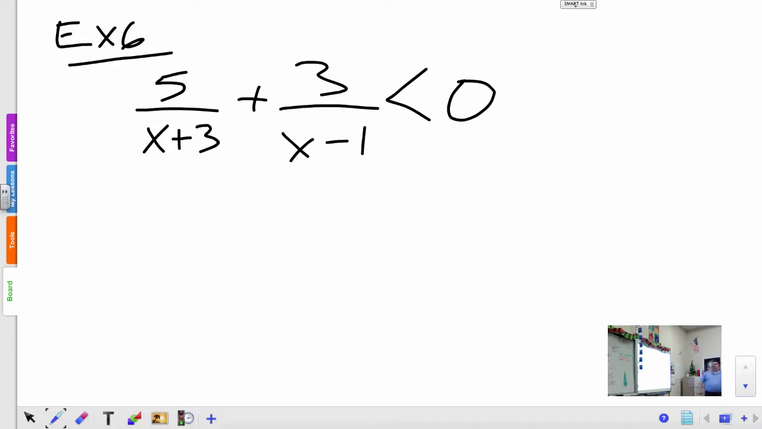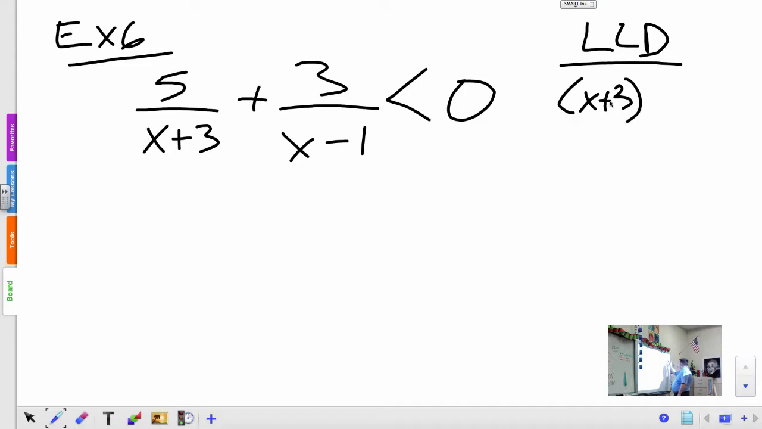And the way that we solve it is we have to find a common denominator. I can't solve it the way that it is. All right? So we're going to do this just like we did 2.7. The common denominator is going to be x plus 3 times the quantity x minus 1.